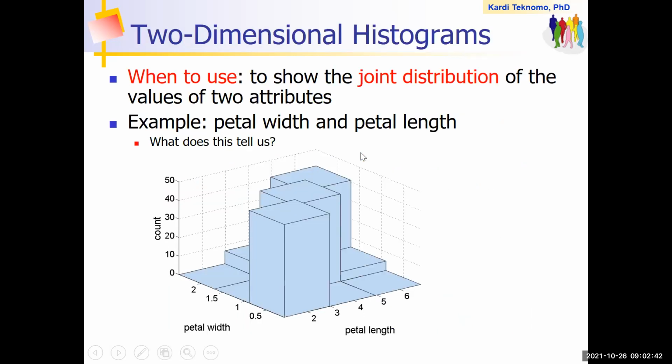Okay, next is two-dimensional histogram. The question is, when are you going to use this? Okay, you will use two-dimensional histogram if you have joint distribution. If you want to show joint distribution of two attributes, two variables, for example, petal width and petal length. Again, the vertical axis here is always count, probability, frequency. They are the same thing. Until here, is there any question?